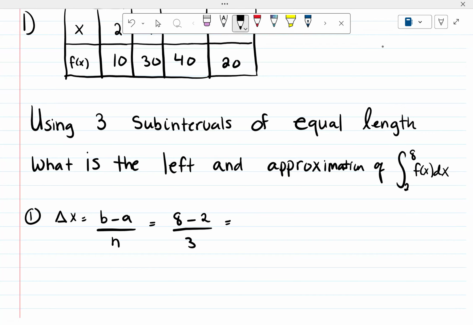So we need to find delta x to do this. What's 8 minus 2? 6, divided by 3, and 6 divided by 3 is 2. So my delta x is going to be 2. We're going to need that.